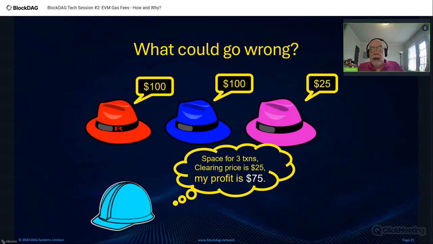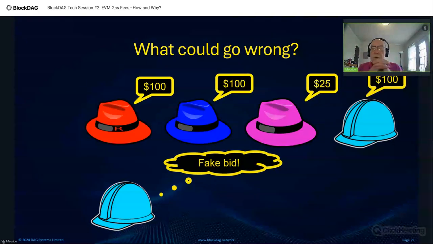And the miner is really unhappy that despite the fact there are some clients who really value blockchain space, they end up paying only a quarter of what they think it's worth. So the miner naturally says, well, I'm going to cheat. I'm going to make a fake bid of another 100. So basically, I'm paying myself. I think the technical term is shilling. A shill is someone who bids in an auction who's not really interested in buying the object.